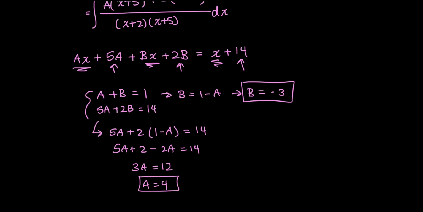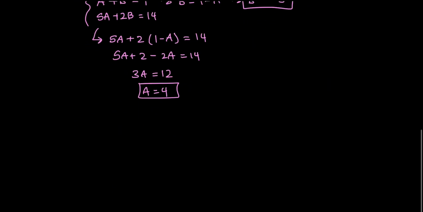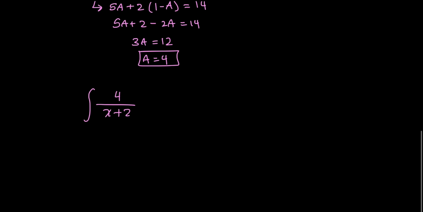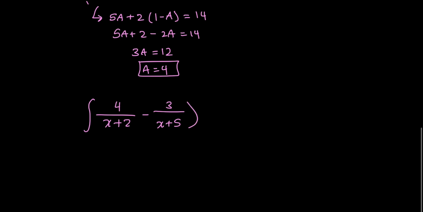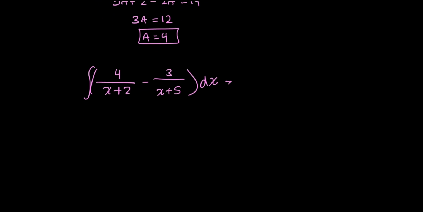Now that I found my two constants, I can just plug them back into my integral, and then I can go from there. So now my integral is 4 over (x + 2) minus 3 over (x + 5) dx. All I did was just plug in what we just found for A and B. And now you can even go a step further and integrate these all separately, which I just think makes things easier, but it's not necessary. And then 3 over (x + 5) dx.